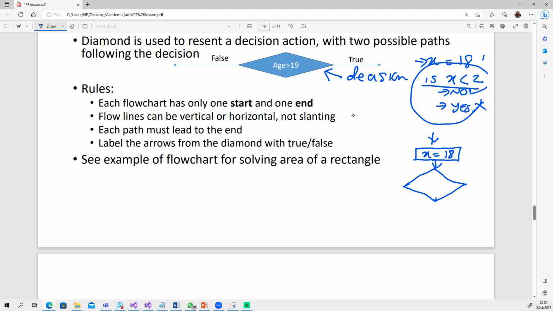We'll put the same question here. We're asking, is x less than 2? Okay. Now, what possible things can happen here? We're saying it could be no or it could be yes. So we should have two possibilities.